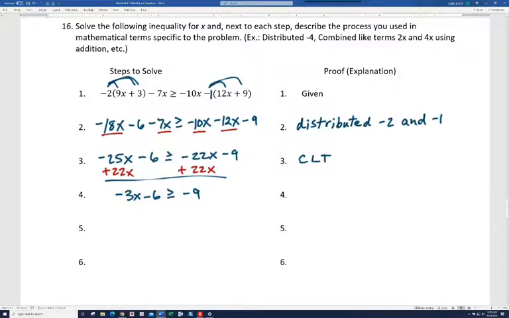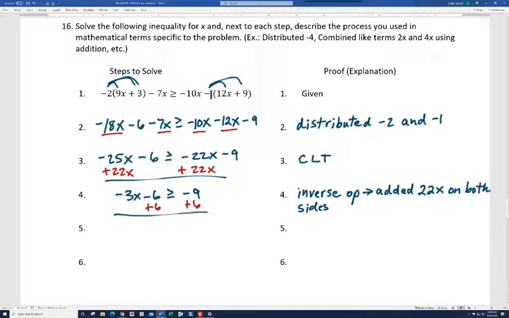So once more, we're down to a 2-step equation. We're down to 2 more steps. We're going to want to add or subtract first. So we're trying to get x by itself here. To get rid of that minus 6, we'll do the opposite and add 6. Oops, I forgot again. Going from step 3 to 4, we did the inverse operation. We added 22x on both sides. Now I'm ready to add my 6 to both sides. We get negative 3x is greater or equal to negative 3.